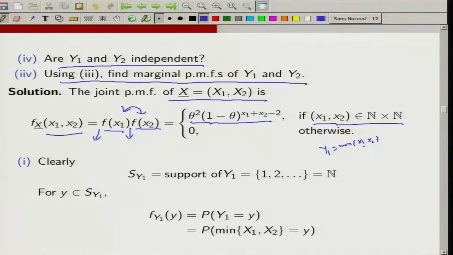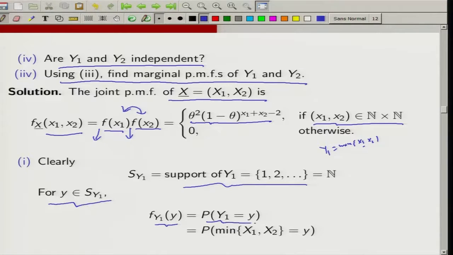So, the minimum would also be taking values from 1, 2 and so on, because x1 takes values 1 to 3, x2 takes values 1 to 3. So, the minimum can be 1 to 3 with positive probability. Now, for y belonging to S_y1, let us try to directly see what is the probability mass function of y.